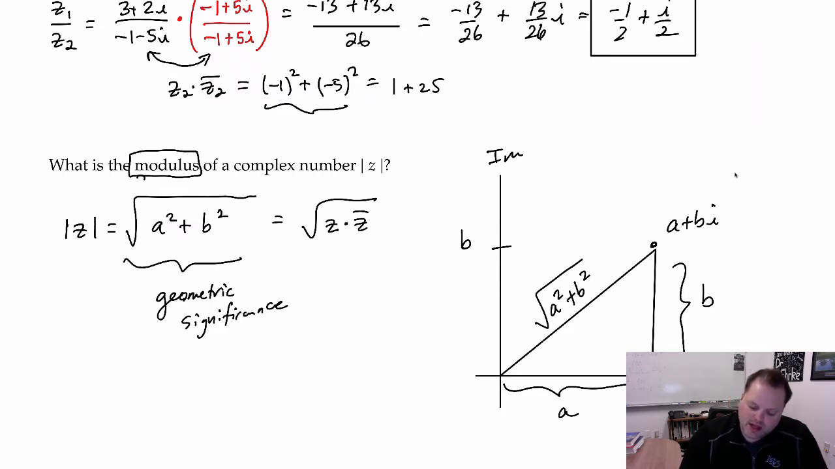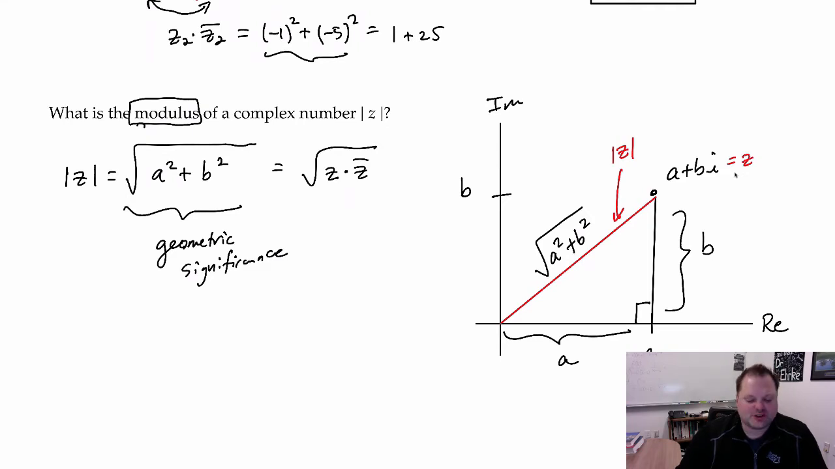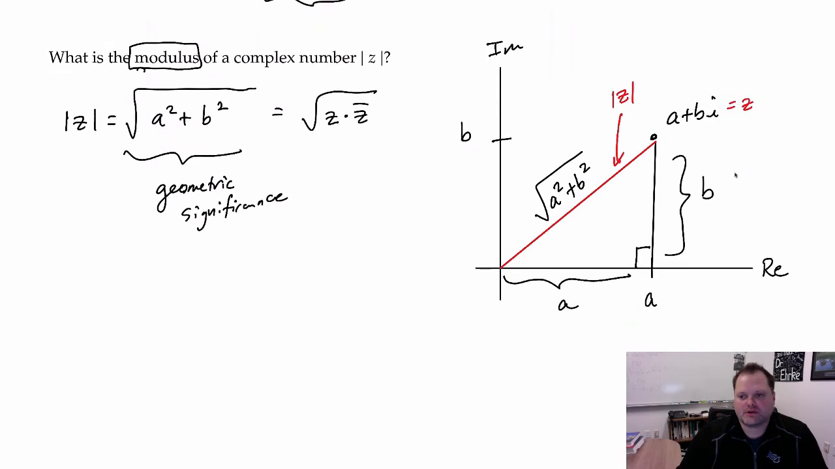So in other words, the modulus of a complex number is the length of the ray emanating from the origin that locates the point in the rectangular plane. So if this is the number z, then the modulus of z is the length of that ray, or the length of that vector, if you will. So we think of it as the magnitude or the size of the complex number.